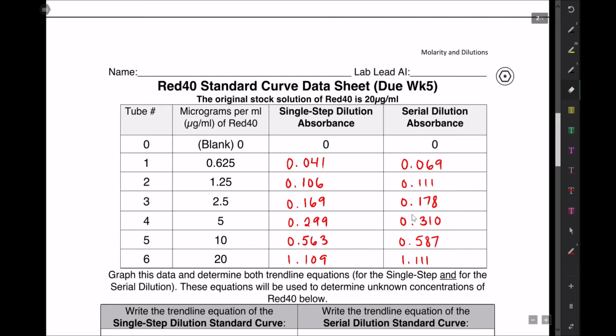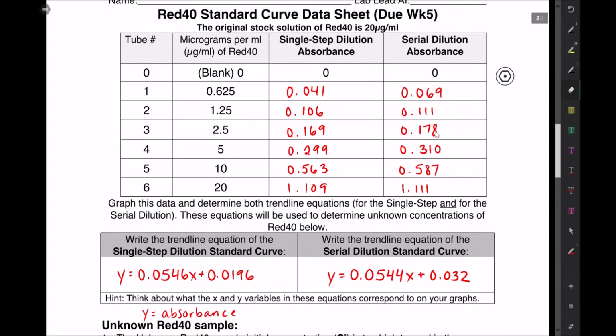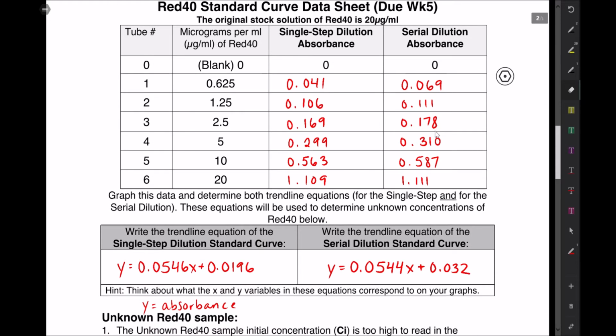So the first thing we have to do is create a standard curve. And the standard curve is when we have known concentrations, which you do. We have a known concentration of Red40 to make these dilutions. So now we're going to make a standard curve in order to plug in values that we find for our unknowns to solve for the concentration. So these are the values that I got for my standard curve. This is the equation that I made.